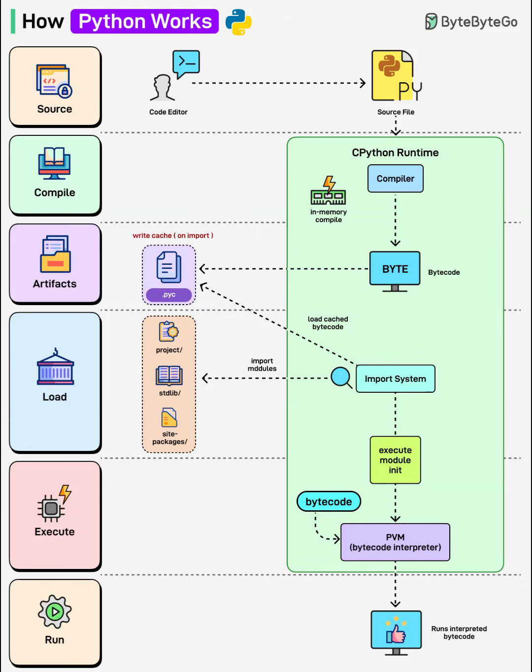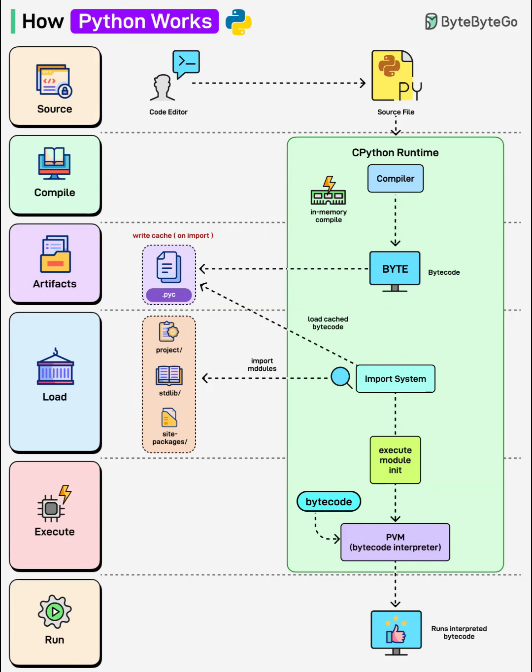Execution on the PVM. Once modules are ready and the entry script is compiled, the Python virtual machine, the bytecode interpreter, steps through instructions one by one. This interpreter loop fetches an opcode, dispatches to a handler in C, manipulates the Python stack, and moves to the next opcode. Interpreting bytecode is incredibly flexible, great for introspection, dynamism, and rapid iteration, but it's also why pure Python is typically slower than compiled machine code.